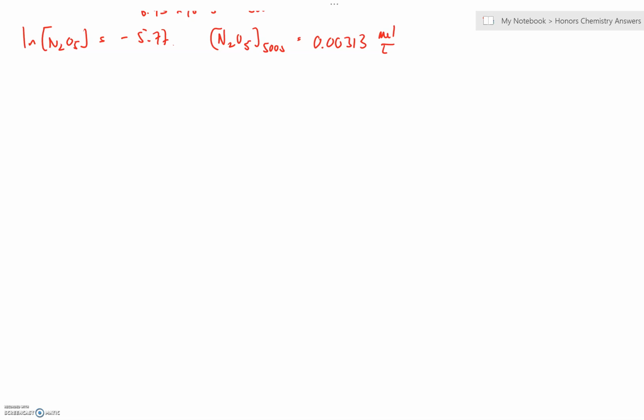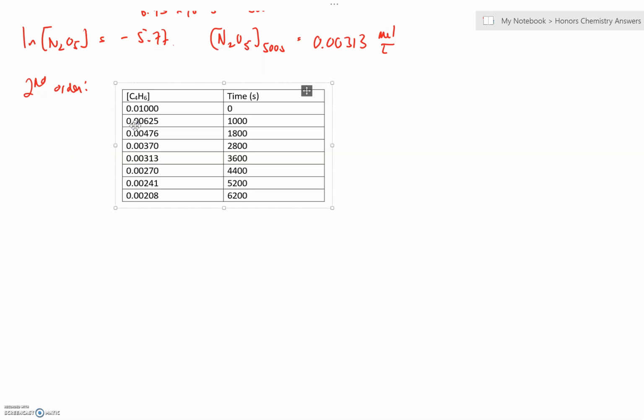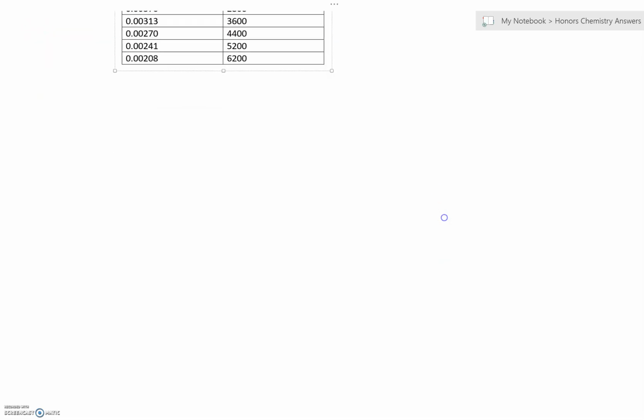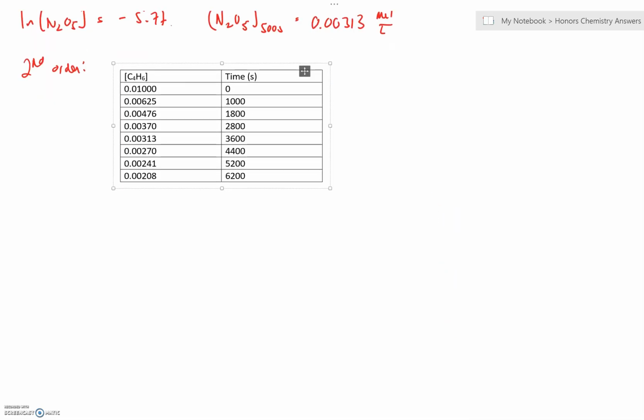Okay, let's do one that is second order. So let's take some data. The way we've been doing this is we are going to plug this into our calculator. And let's remember that we want to graph this data and find out which of these provides a straight line.